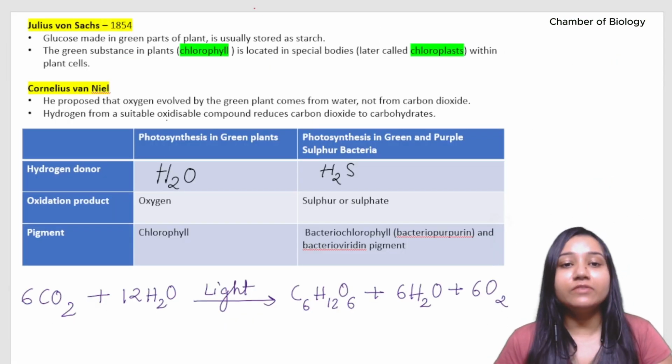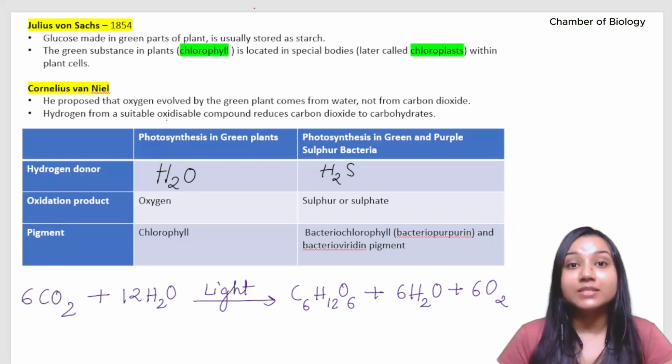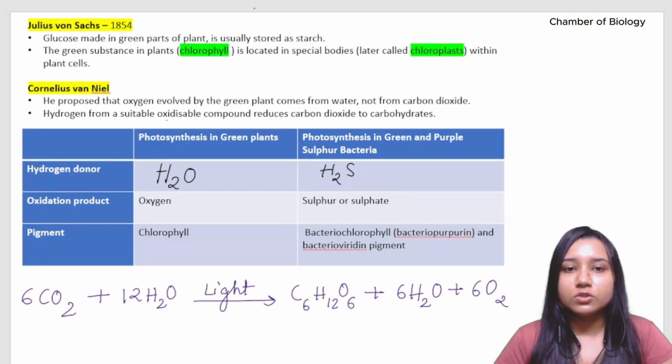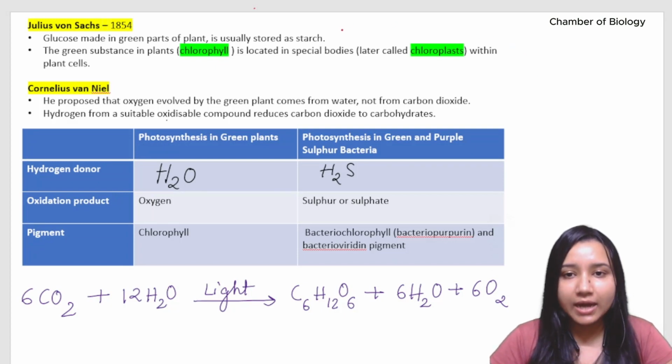Now, further we could see that the food that is made by the plant is called glucose. Now, Julius von Sachs told that the glucose which is made by the plant is not stored in the form of glucose, rather it is stored in the form of starch.